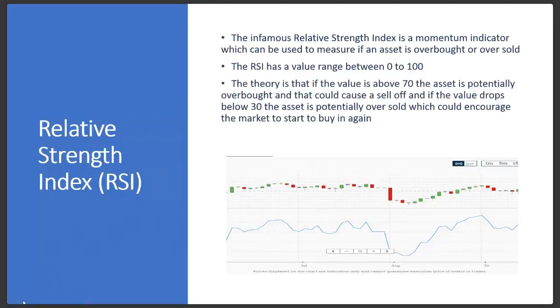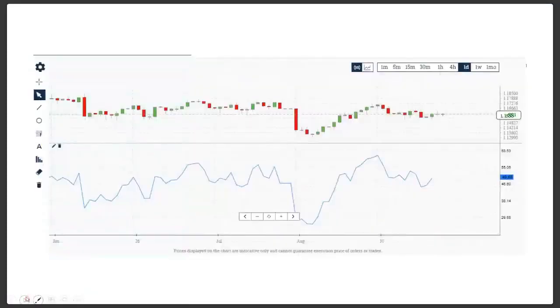The theory is that if the value is above 70, remember 0 to 100, the asset is potentially overbought, and that could cause the market to start to sell it off. And if the value then drops below 30, the asset is potentially oversold, which could encourage the market to start to buy in again. Sounds too good to be true? I'm afraid sometimes it is, but let's look at an example.